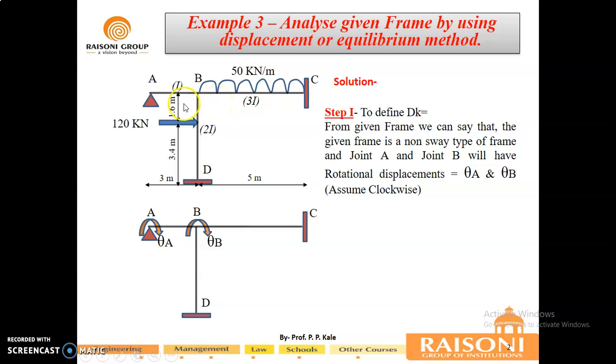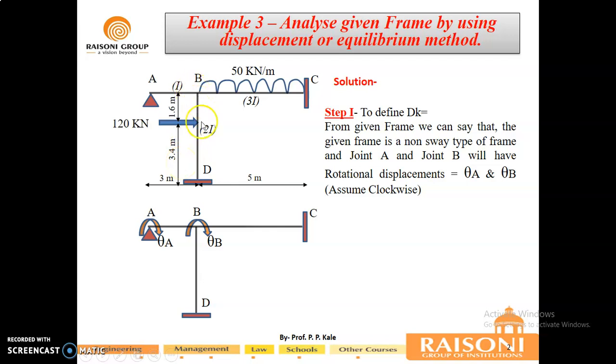Given is the frame that has three elements, that is AB, BC and BD. At A there is a simple support, at D and C there is a fixed support. AB has moment of inertia I, BC has moment of inertia 3I and BD has moment of inertia 2I. Similarly, the length of AB is 3 meter, the length of BC is 5 meter and the length of BD is also 5 meter.